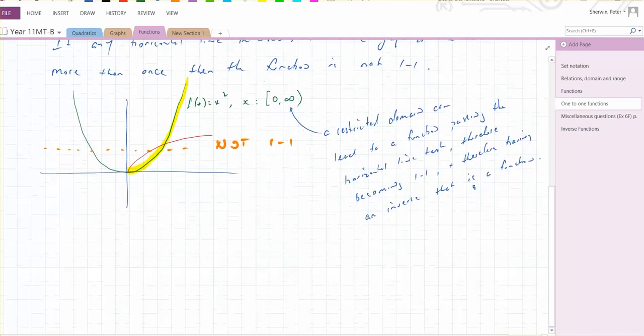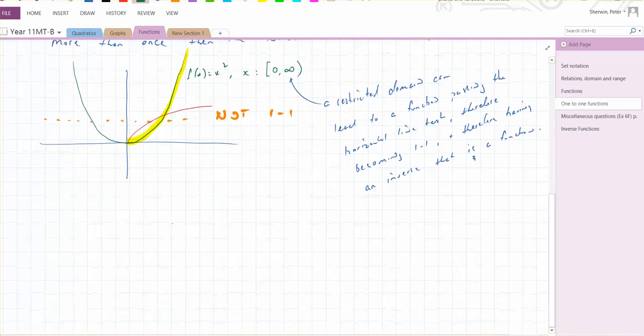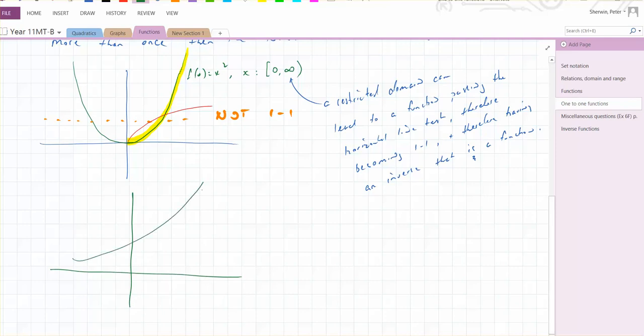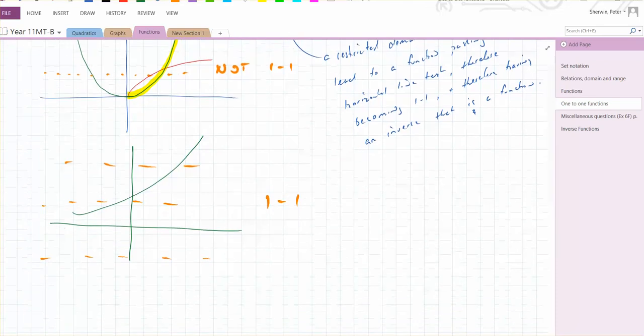Other examples: we could look at the exponential curve. Clearly that is one-to-one. It can have zero points of intersection with a horizontal line, it just can't have more than one. It's one-to-one. Straight lines are one-to-one. These will all have inverse functions.